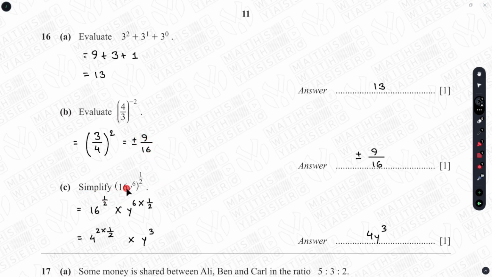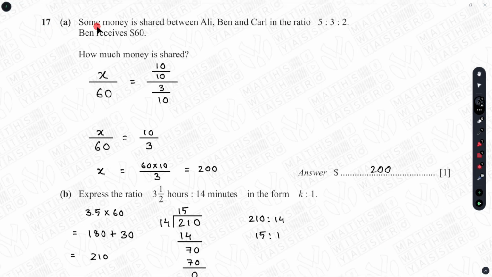Then it says simplify 16 y to the power 6 within brackets to the power half. So if I multiply the power with both of these, I will get 16 to the power half times y to the power 6 times half. So 16 can be written as 4 squared, and we have half as well over here, and this one can be simplified already. So 2 3s are 6, so it will be y to the power 3, and this will be 2 times half is 1, so it will be 4 to the power 1. Therefore the final answer will be 4y to the power 3.